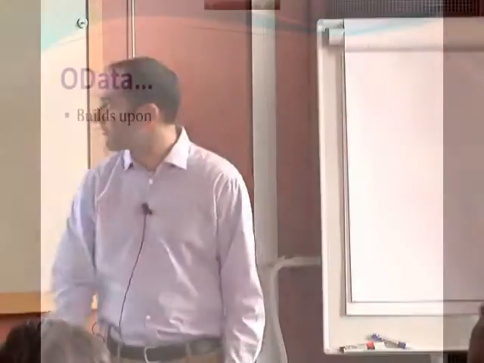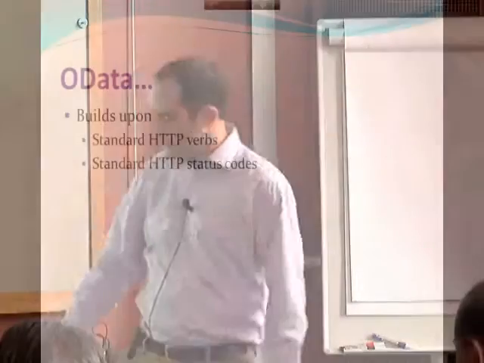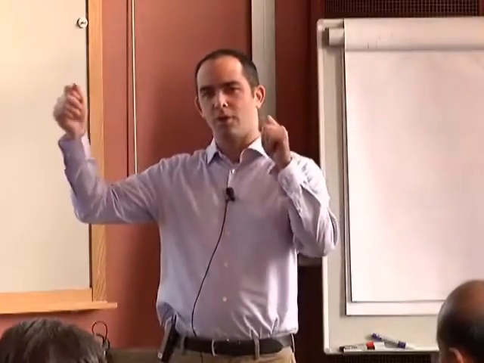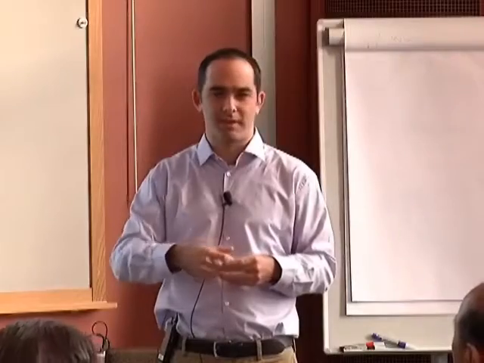So from what I've talked about here, it builds on HTTP and the standard verbs: get, put, post, delete. It uses the normal status codes. So if you do a request that doesn't return content, it's just going to return no content. Or if it's a bad request, it's just going to say a bad request. Or if you form the URI in the wrong way, then you'll get something like a 405 method not allowed.